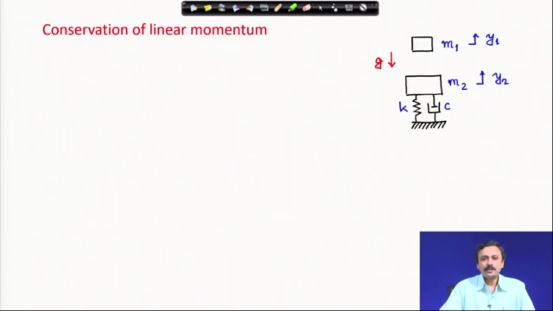Let us try to understand this with an example of a mass falling on top of a mass spring dashpot system in a uniform gravitational field. The mass m1 has been dropped from some height. I am measuring the coordinates all positive upwards, y1 is for m1 and y2 is for m2. Let us write down the equations of motion.